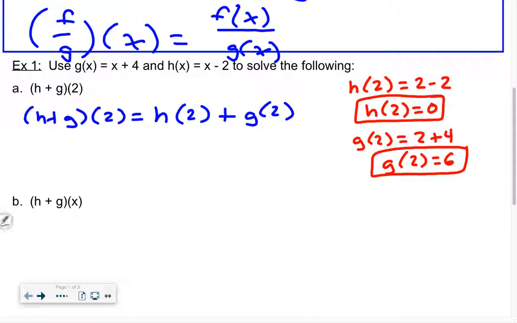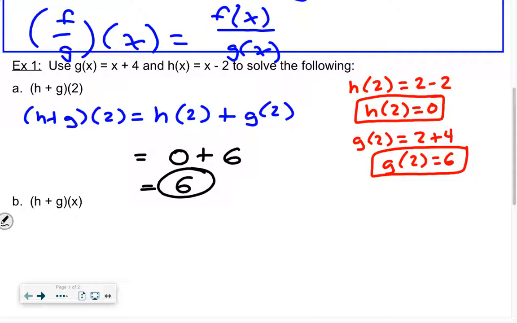Now we want to go ahead and fill these in. It's simple substitution. What do you suppose I'm going to plug in for h of 2? 0, because we found h of 2 to get us 0. And what did we find for g of 2? 6. Add the two together, and there's our final answer.